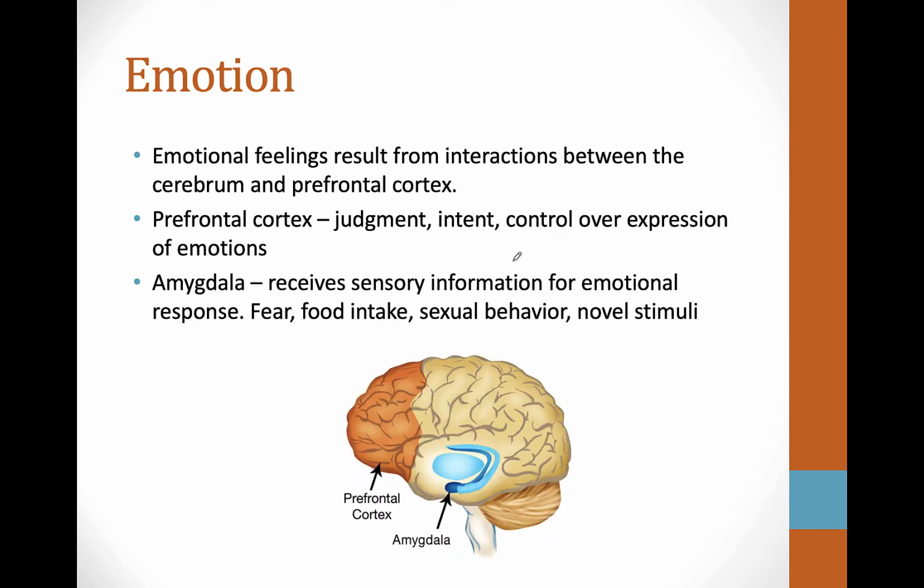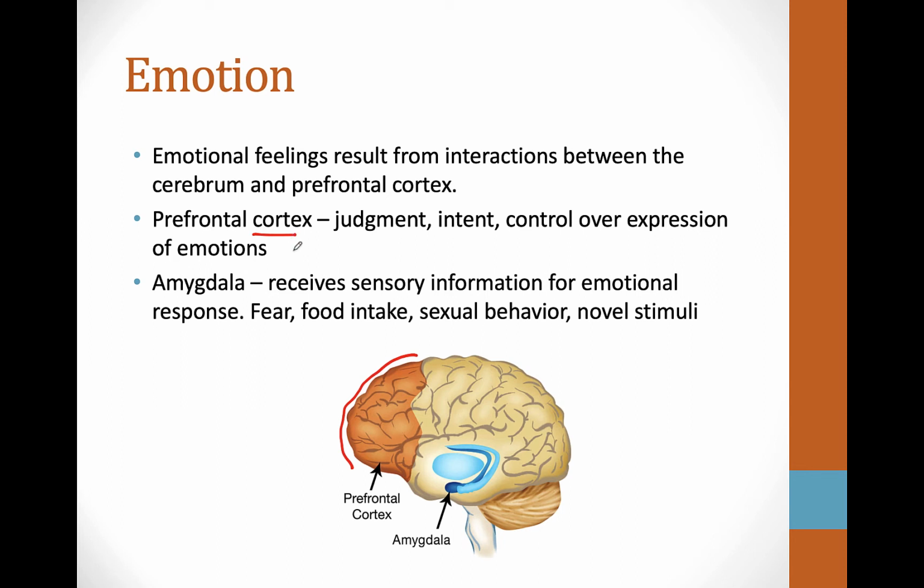Our brain is responsible for our emotions, and we have two main regions that are contributing to our emotions. The first one is the prefrontal cortex, which would be right behind your forehead, right behind your frontal bone, and this is part of the neocortex, that superficial layer of the cerebrum. This is where we decide how we are going to express our emotions. This is our area of judgment, intent, control.